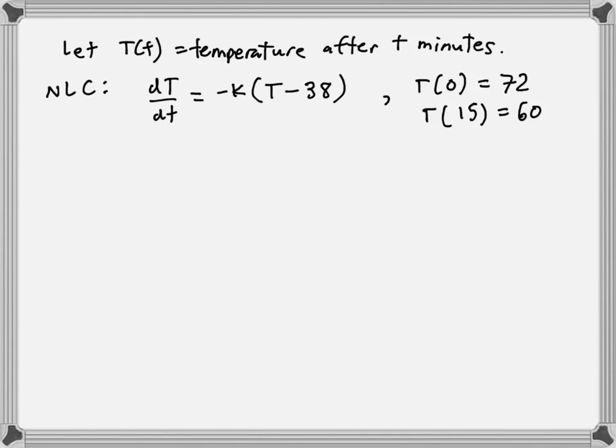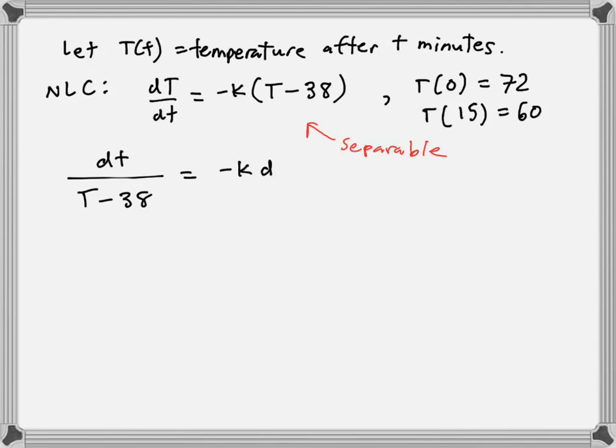So how do we solve something like this? Well, the trick is to notice that this is separable. As we mentioned before, these problems always work that way. Okay, so I'm going to separate the variables. I'm going to write it this way: dT over T minus 38 is equal to negative k.